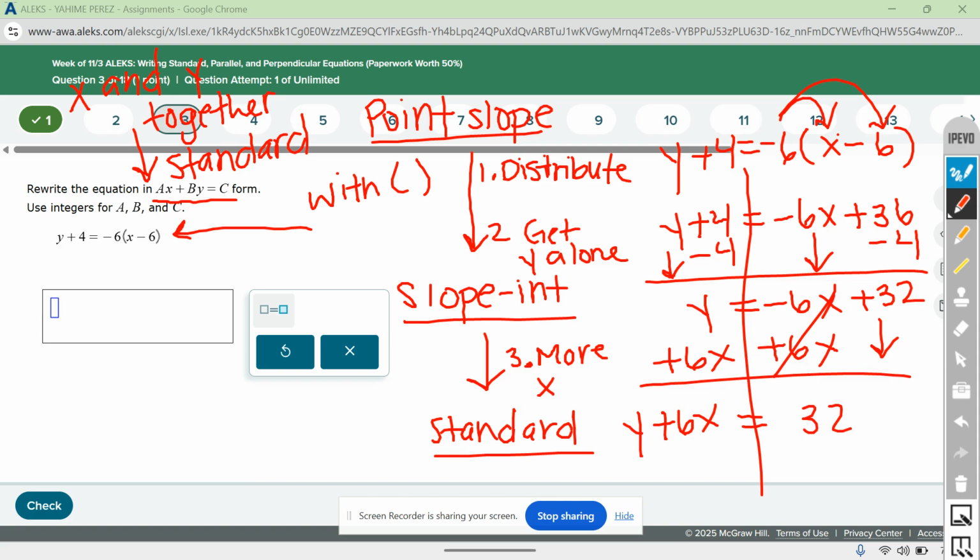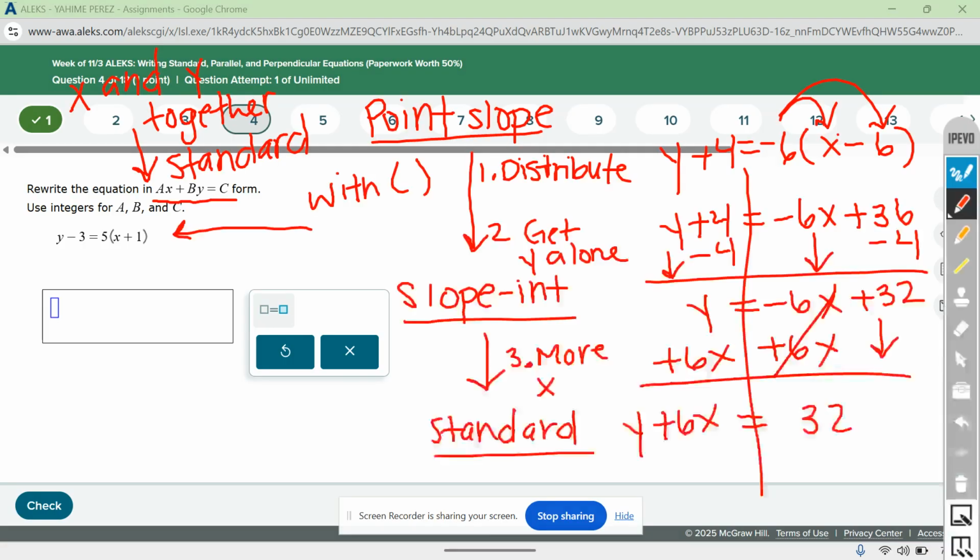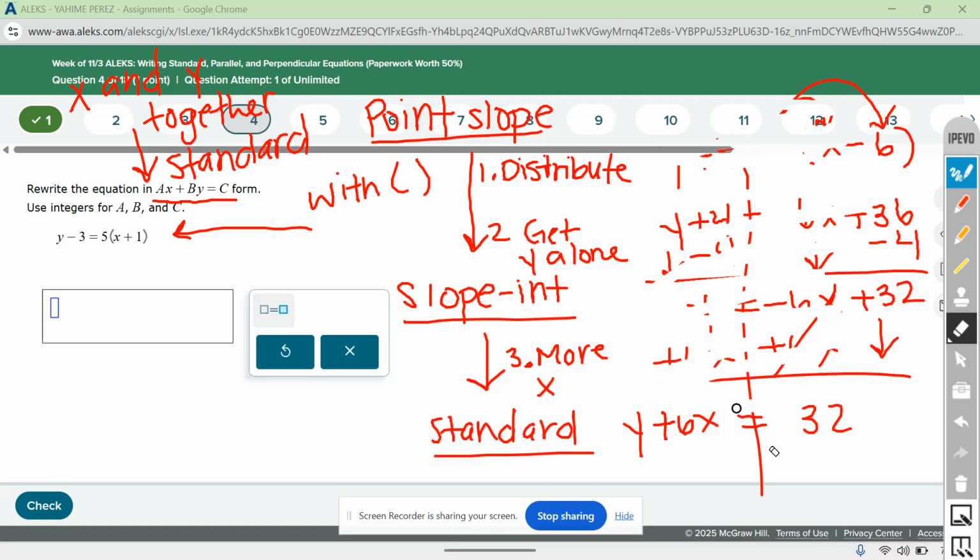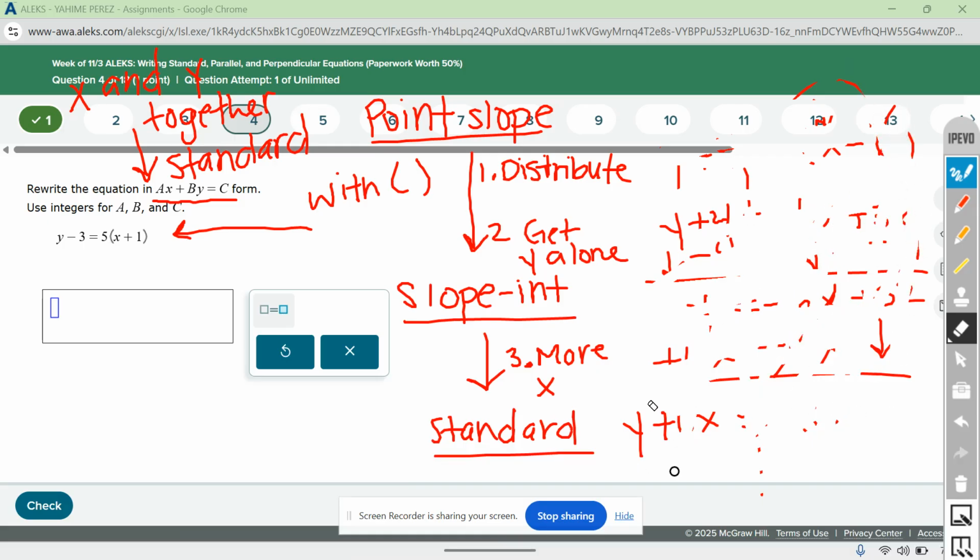Let's see if the next question has fractions so I can show you how to clear the denominator. All right, so same. We're going to do the same steps. Because this is with parentheses, we're going from point slope to slope intercept. If you're starting from slope intercept, like say you start with an equation where y is alone, you only have that one step, the one step of moving the x by adding or subtracting it on the right, and then that'll move it to the left.